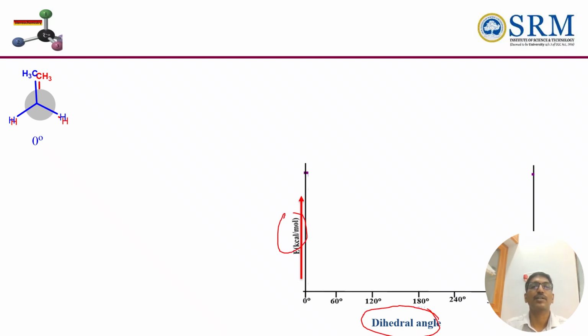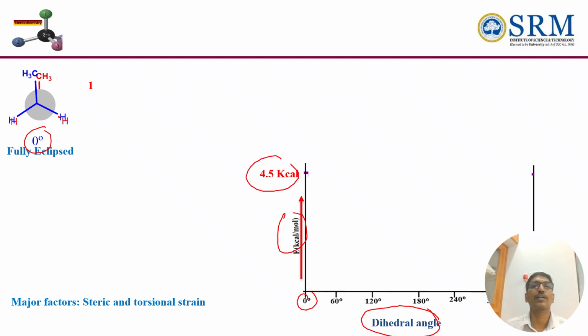The first conformer is the fully eclipsed conformation, the starting point, at zero dihedral angle. The energy for this particular conformer is the maximum, because at dihedral angle 0, the two methyl groups directly eclipse each other. This is the worst case scenario: maximum steric strain from the two bulky groups clashing, compounded by full torsional strain from all eclipsed bonds.